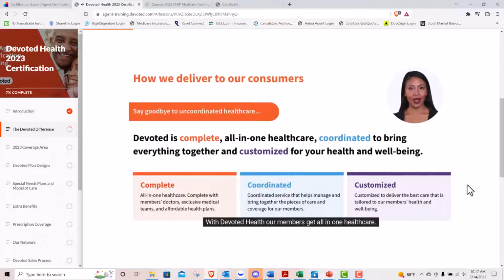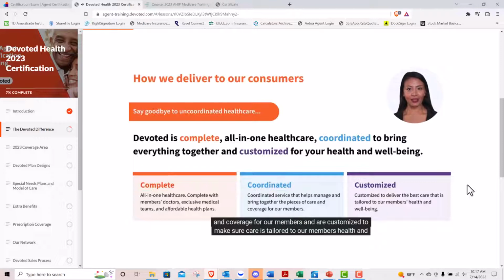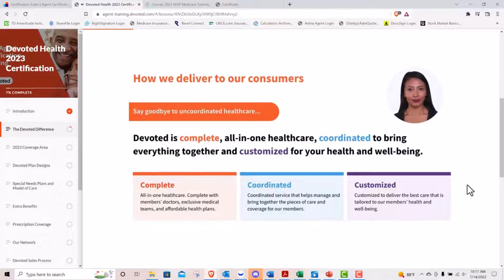With Devoted Health, our members get all-in-one healthcare, complete with members' doctors, exclusive medical teams, and affordable health plans. The plans are coordinated to make sure the services help manage and bring together the pieces of care and coverage for our members and are customized to make sure care is tailored to our members' health and well-being. Following this video in the next few slides, you will be able to read more on how we are able to make all of this happen with our 5 core ingredients.